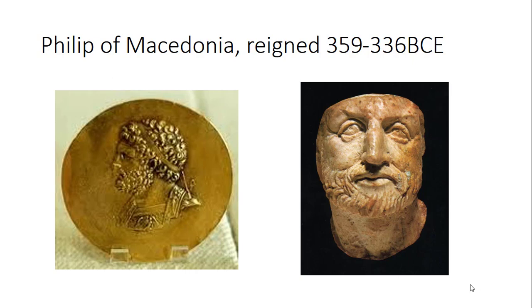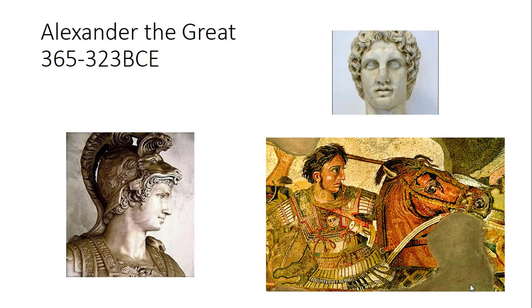He was actually assassinated in 336, and then his kingdom was taken over by his son Alexander, who later came to be known as Alexander the Great, who lived from 365 to 323 BCE, and took over in 336 BCE from his father at the age of 20. And Alexander decided that he wanted to keep expanding the kingdom of Macedonia as far as he could, and build on his father's ambitions of expansion.